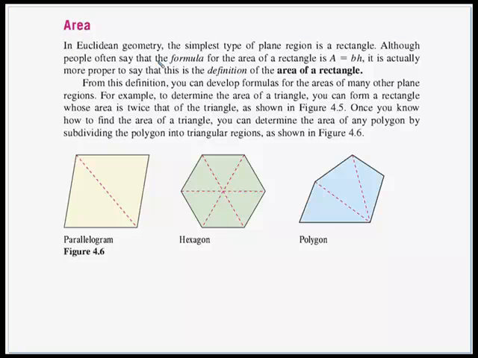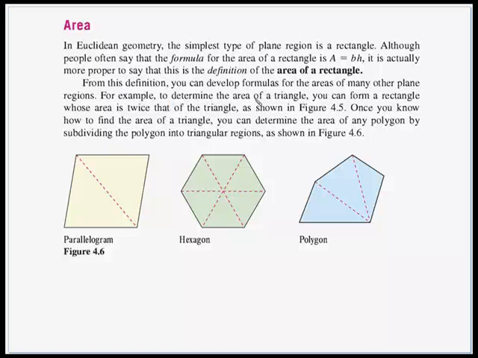In Euclidean geometry, the simplest type of plane region is a rectangle. Although people often say that the formula for the area of a rectangle is A equals base times height, it is actually more proper to say that this is the definition of the area of a rectangle. From this definition, you can develop formulas for the areas of many other plane regions.